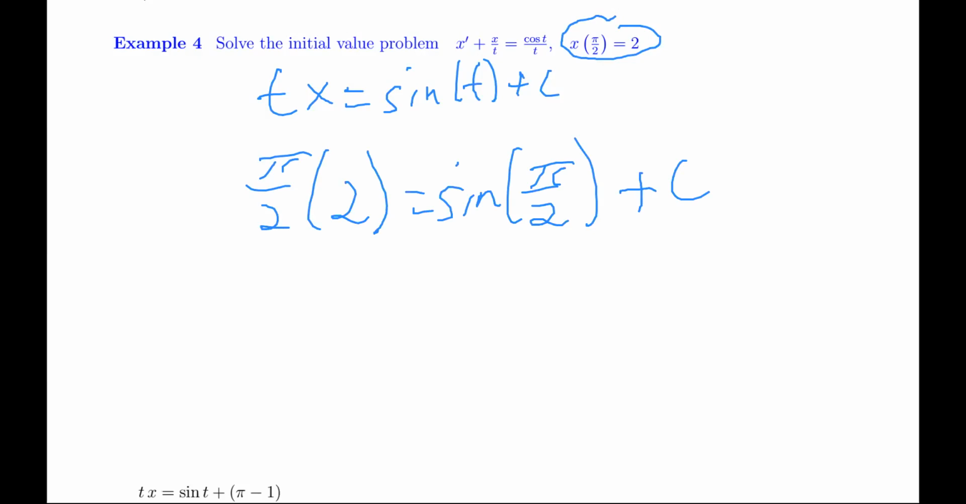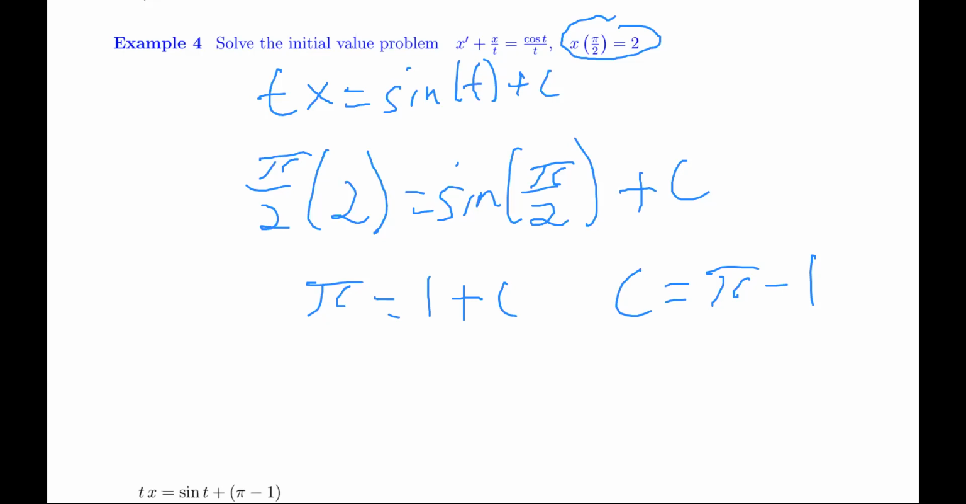So we get that expression. Pi over 2 times 2 is pi. Sine of pi over 2 is positive 1. So c is equal to pi minus 1.